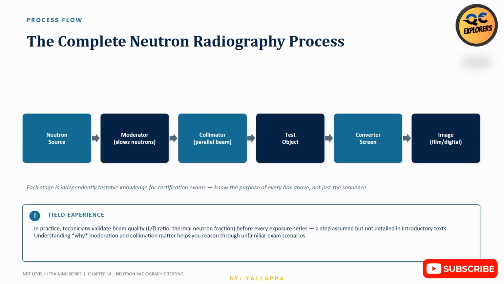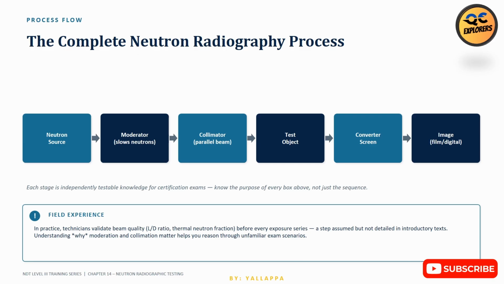The next stage is moderation. The neutrons produced by the source are initially fast neutrons with very high energy. These are passed through a moderator, commonly heavy water or another hydrogen-rich material, where repeated collisions reduce their energy. The result is a beam of thermal neutrons, which provides much better interaction with the specimen and produces superior image quality.